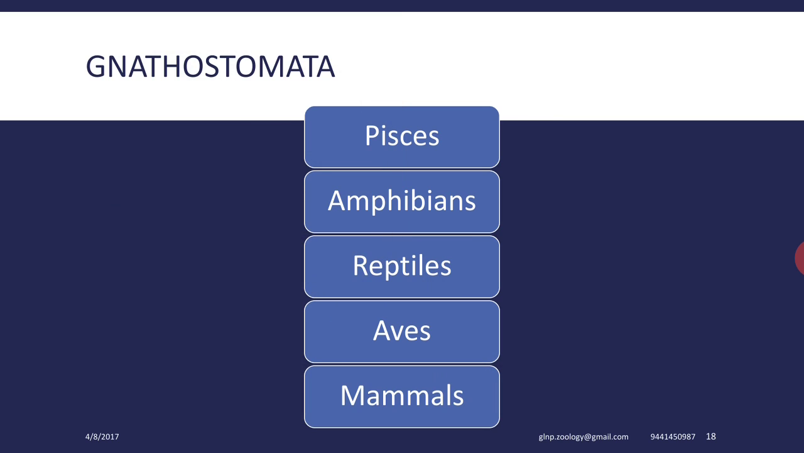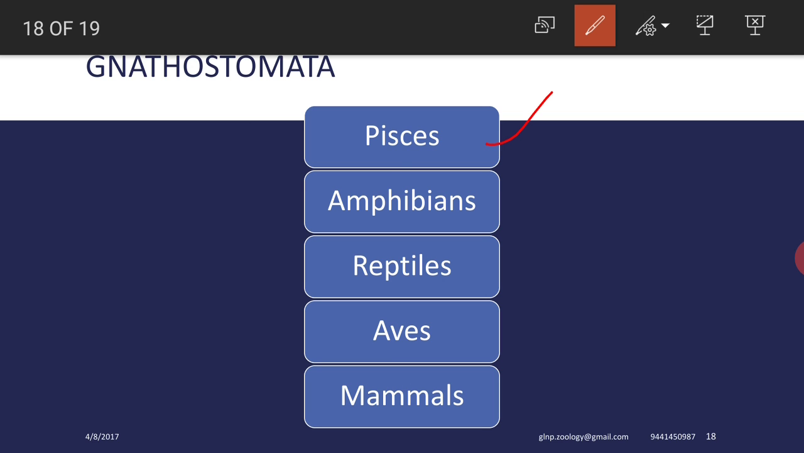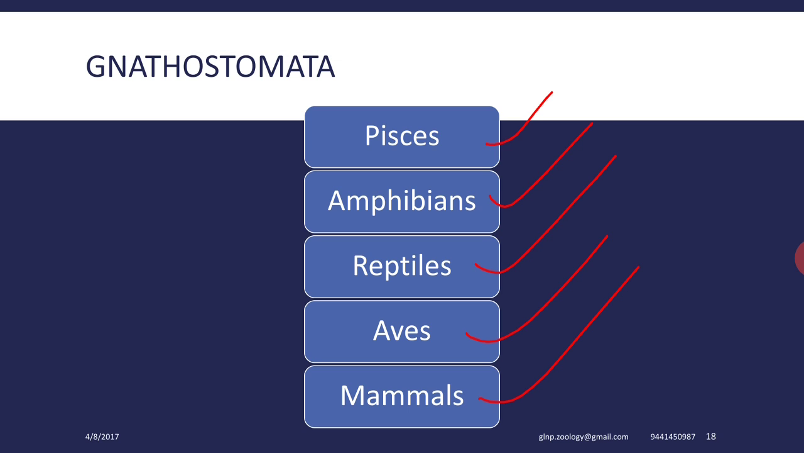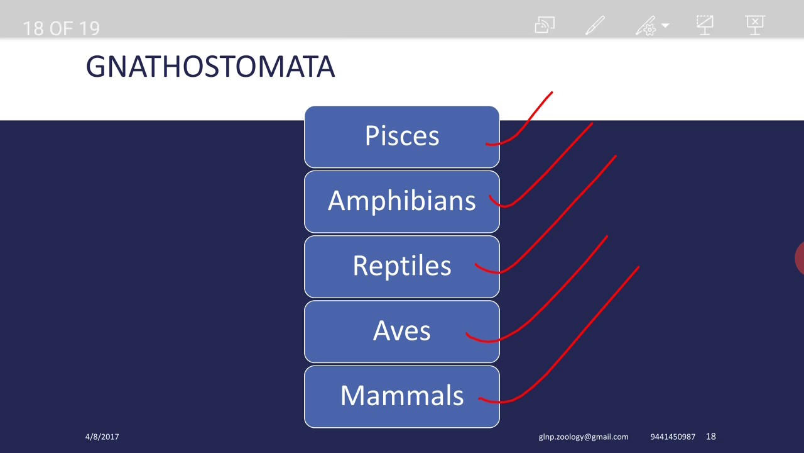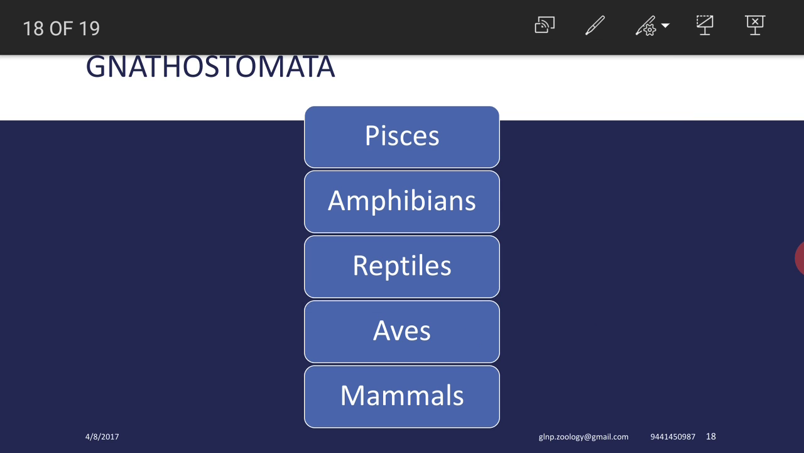And coming to the Gnathostomata, which are characterized by the presence of jaws, Gnathostomata is classified as Pisces, represented by fishes, amphibians, represented by frogs and toads, reptiles, represented by snakes, tortoises, turtles, crocodiles, aves, represented by birds, and mammals, represented by human beings. And fishes, amphibians, and reptiles are cold-blooded vertebrates. That means these are ectotherms. That means these are poikilothermous in nature. Whereas aves and mammals, because aves contain feathers and mammals contain hair, these are homeotherms. That means these are endotherms.